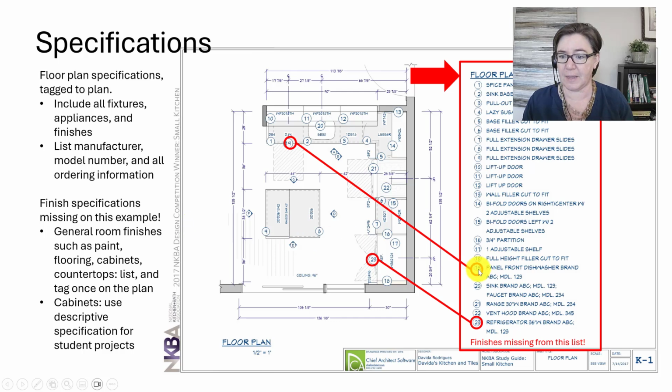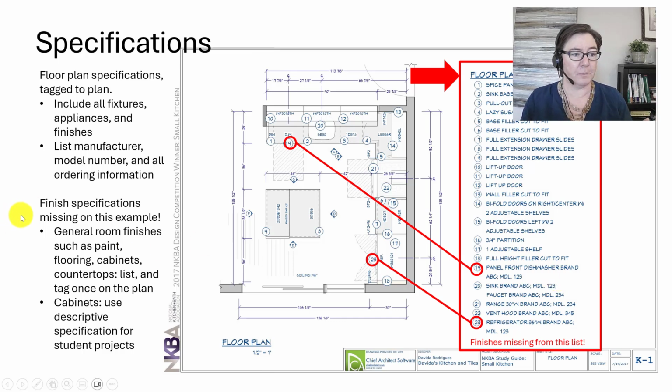Let's look at number 19. First, they have a short name so that we know what we're talking about. Panel front dishwasher. All right, looking at number 2, it just says sink. All right, so a short name so that before anybody looks up any information, they know kind of what they're looking at. Next, we look at the manufacturer. That's this brand ABC. All right. Next, we see the model number. This one says model 123. And then if there was any other information that needed to be included, we would put that there. That's it. All right, it's very pared down set of specifications.